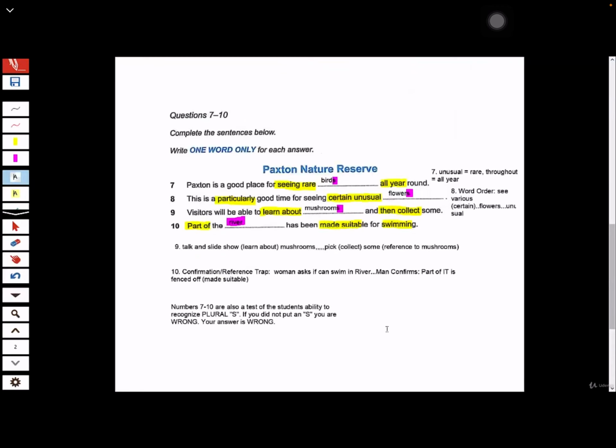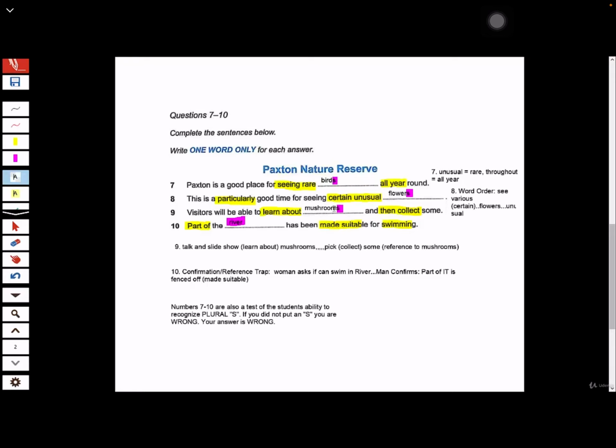Now, for the fill in the blank questions, numbers 7 through 9 were a test of your ability to hear the plural S. Because if you did not put an S on birds, flowers, and mushrooms, your answer is incorrect.